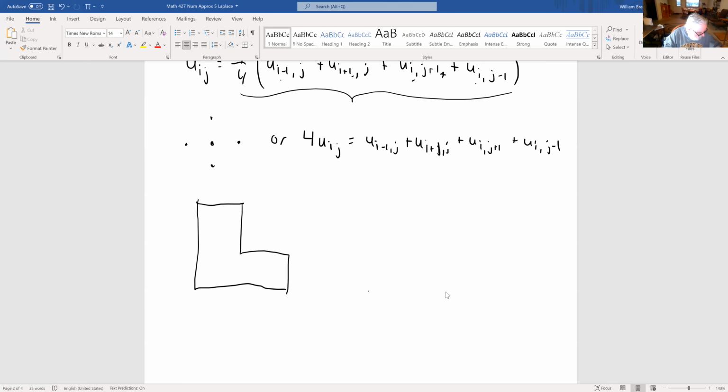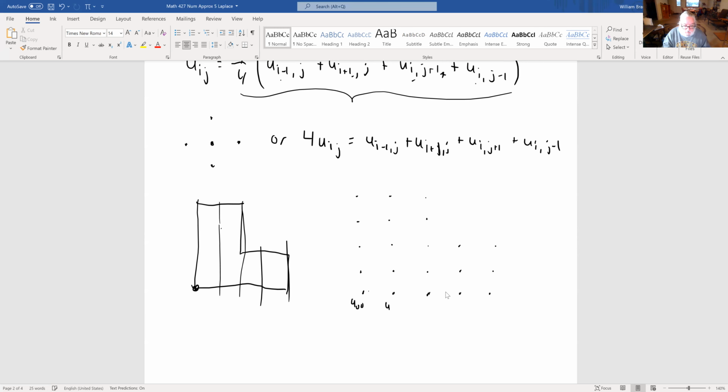1, 2, 3, 4, 5. 1, 2, 3, 4, 5, and then through the middle will be 5. And then along the top there'll be 5, and then we'll have 3 and 3. So there's my grid. So this is U00 here at the bottom, and that corresponds to this point. And then I've split this up 1, 2, 3, 4, 5, like that.